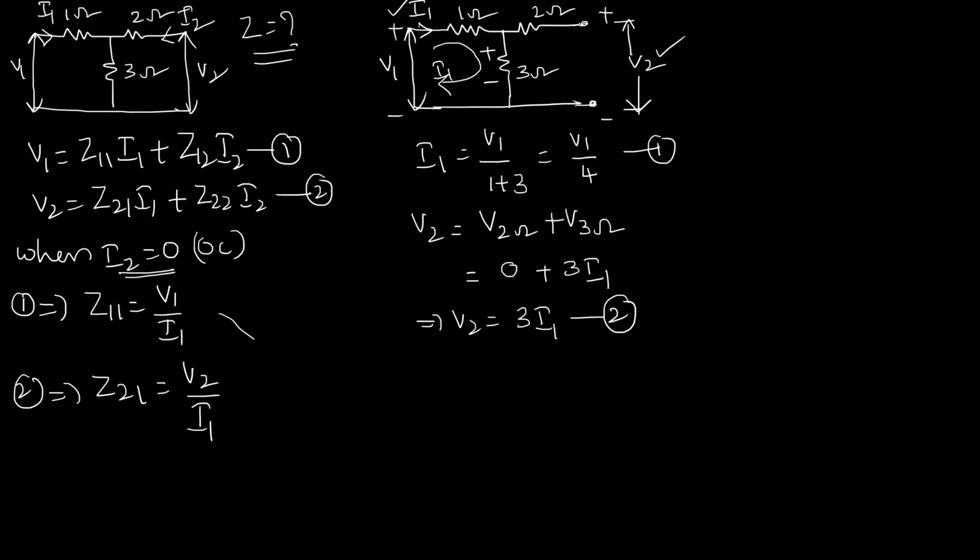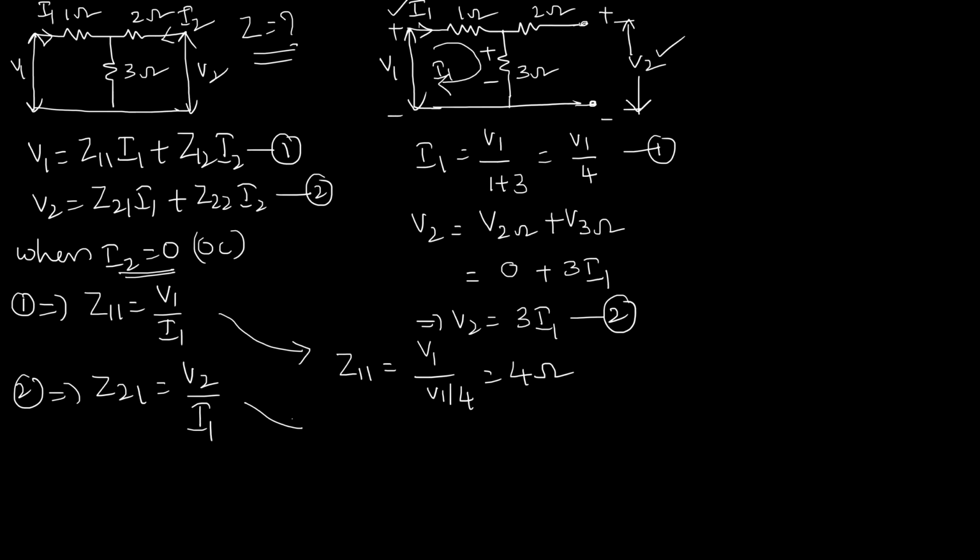Now start solving the parameters. Z11 equal to what? V1 by I1. Don't write anything for V1 because it is a supply voltage. So what is I1? V1 by 4. Obviously you'll be getting 4 ohms.